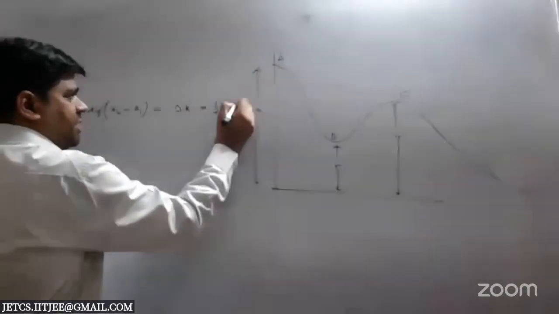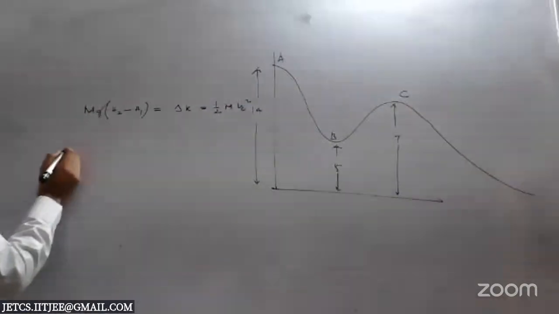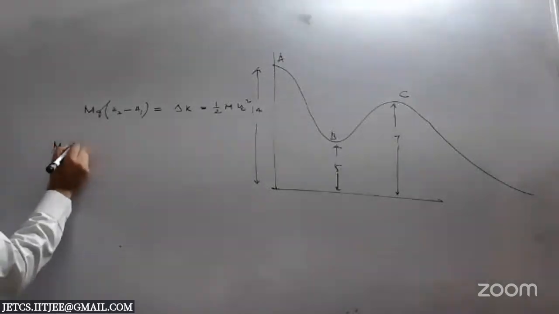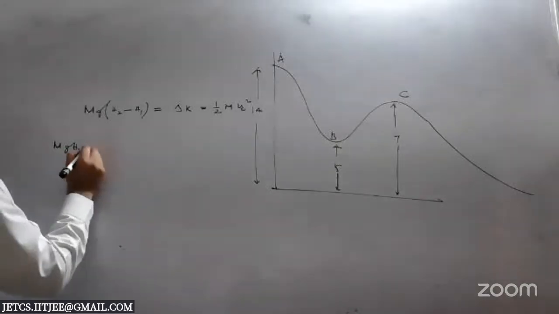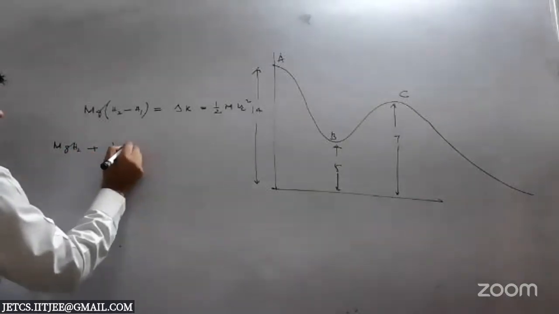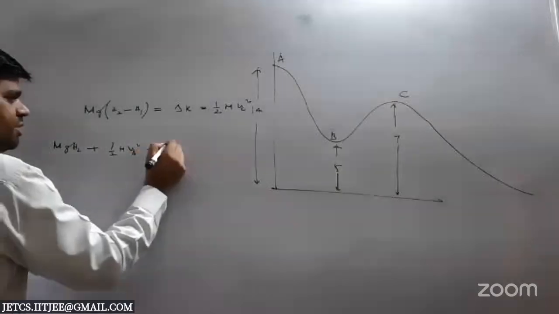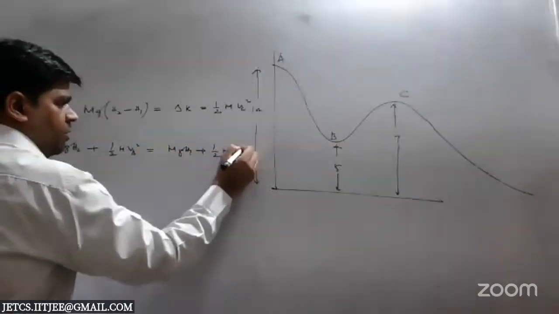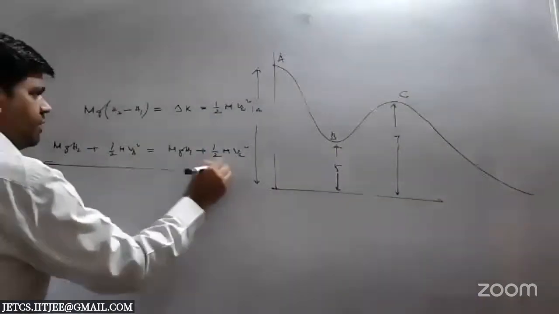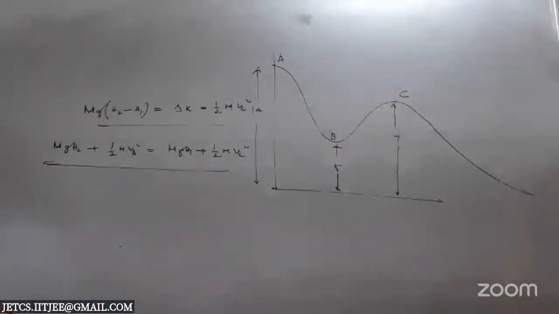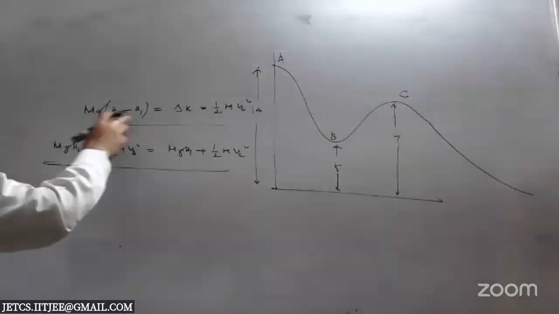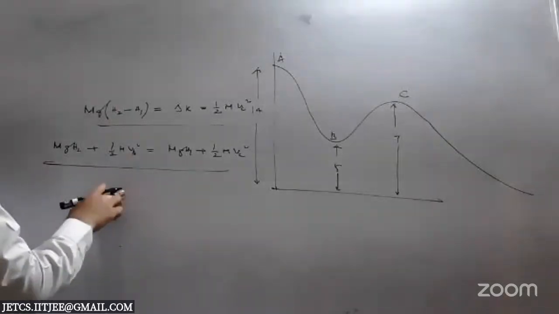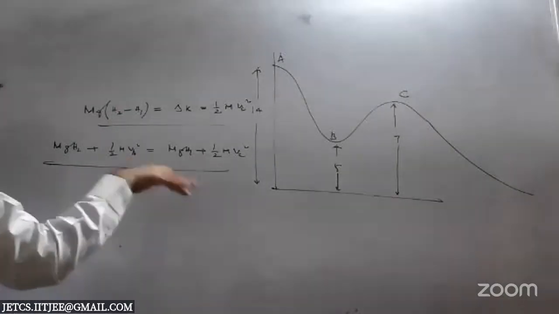half m vc square. This is one way of doing it. Or I can also write mg h2 plus half m va square is equal to mg h1 plus half m vc square. Both will give me the same answer; mathematically they are the same. But this says work done by mg, the external force, is equal to change in kinetic energy, and this is conservation of mechanical energy: initial potential plus initial kinetic is equal to final potential plus final kinetic when there is no dissipation of energy.